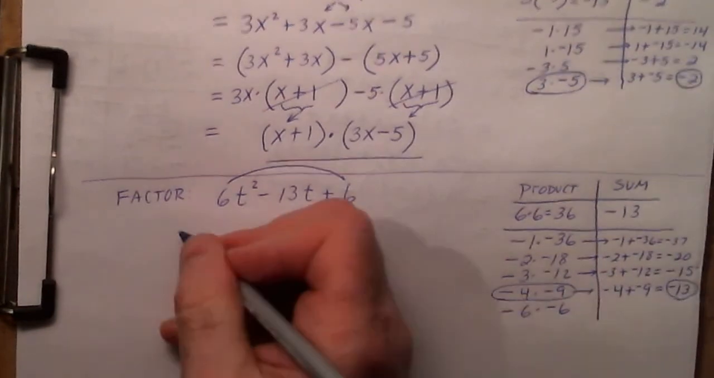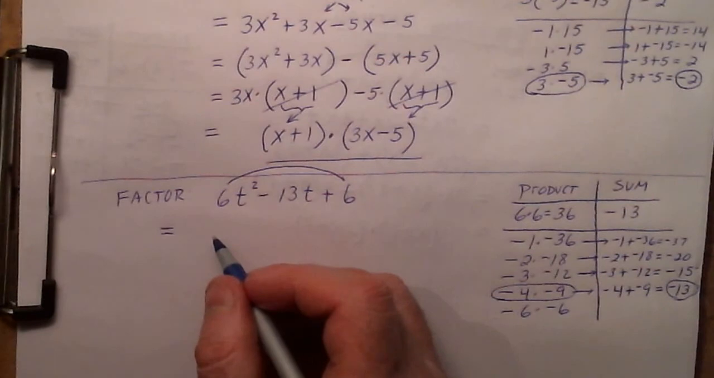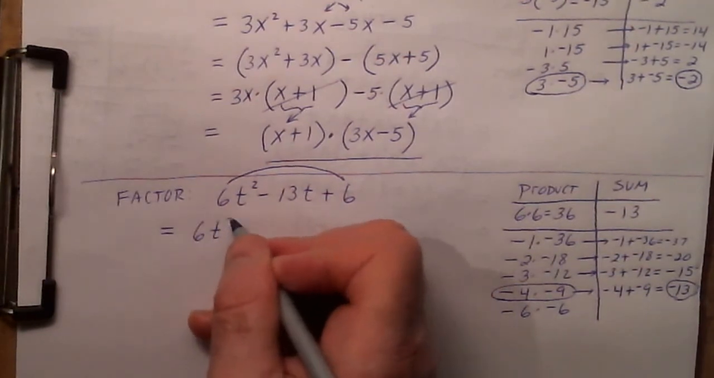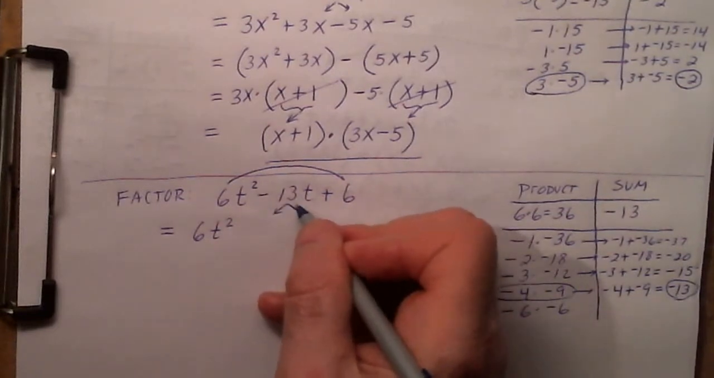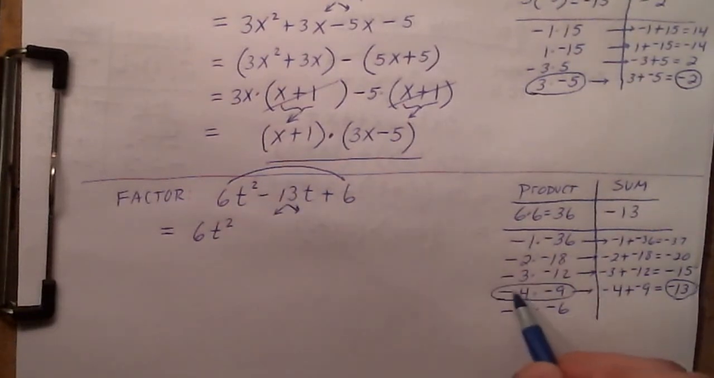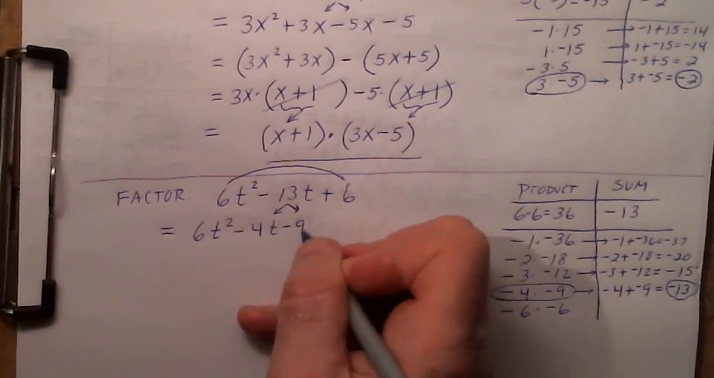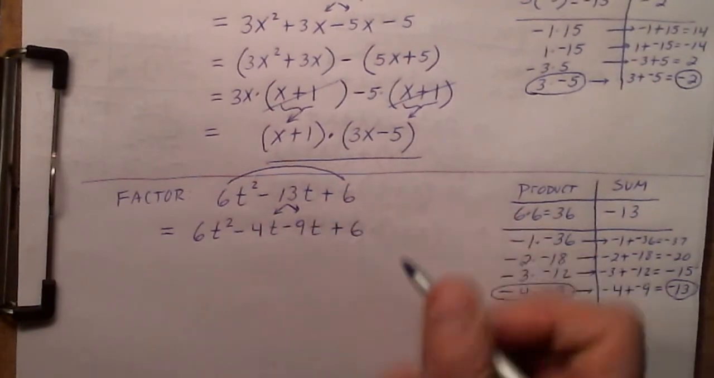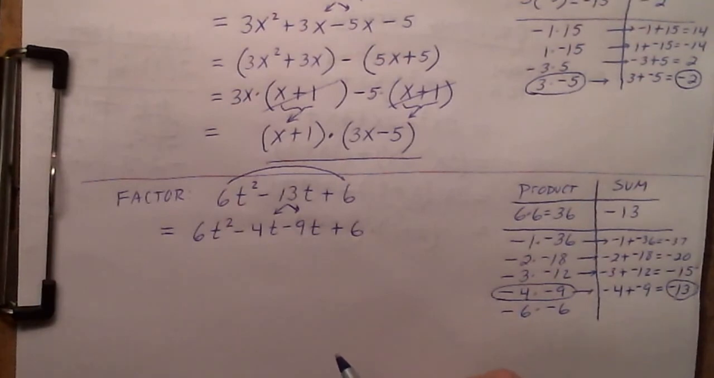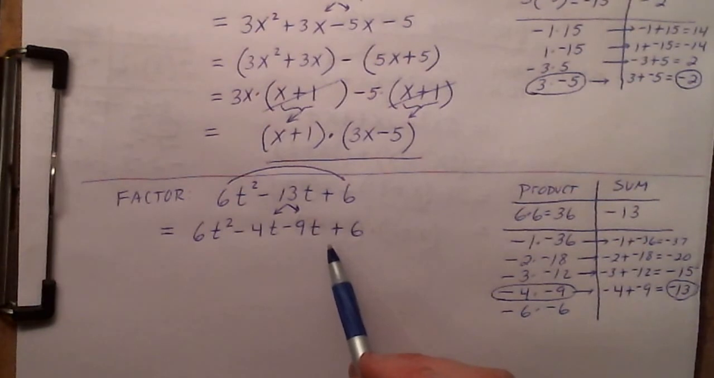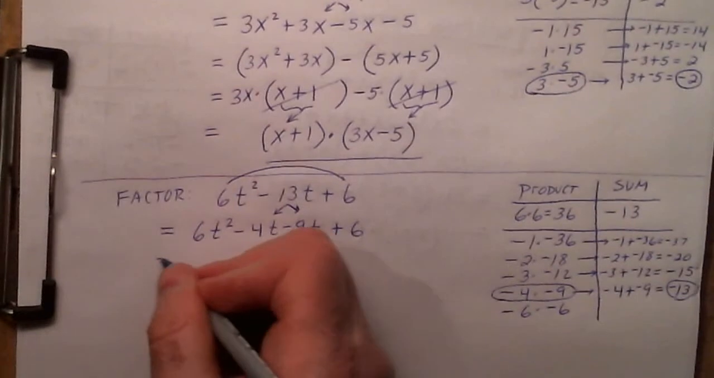We come back to our main problem, and now we're going to rewrite this trinomial as an equivalent four-term polynomial, 6t squared, where the middle term gets split up and rewritten as the sum of our two decided upon factors over here, negative 4 and negative 9. So negative 13t is rewritten as negative 4t minus 9t. And bring a constant plus 6 down. Now that we've effectively rewritten our trinomial as an equivalent four-term polynomial, we're going to use grouping to take us the rest of the way in actually factoring this four-term polynomial.